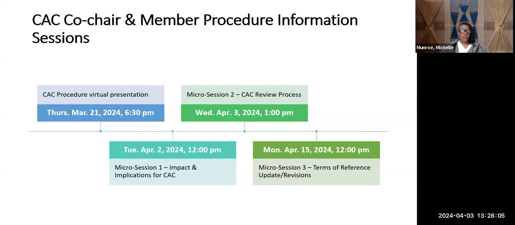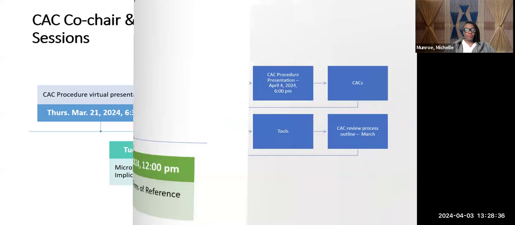Let's ensure that we've gotten directives from the board as to what the status of those committees will be before we move forward in ensuring that terms of reference are revised. Those community advisory committees that are not up for review within this cycle are required to begin the work of updating their terms of reference in alignment with the new procedures. In the session on the 15th, I will be walking through more detail as to what that terms of reference update and revision process will entail.